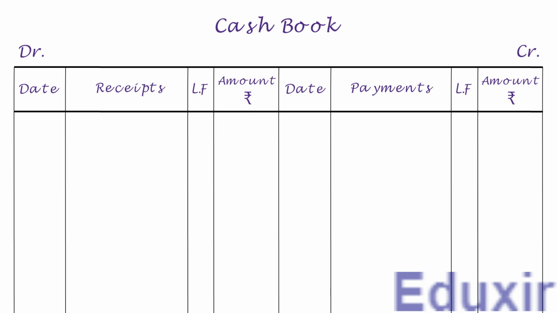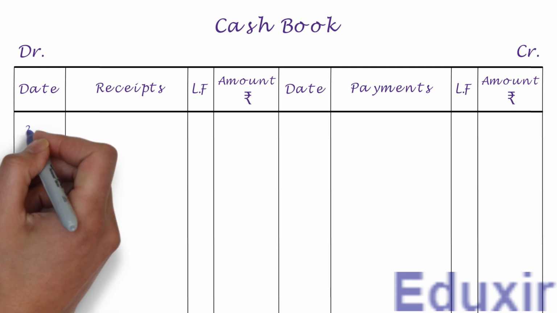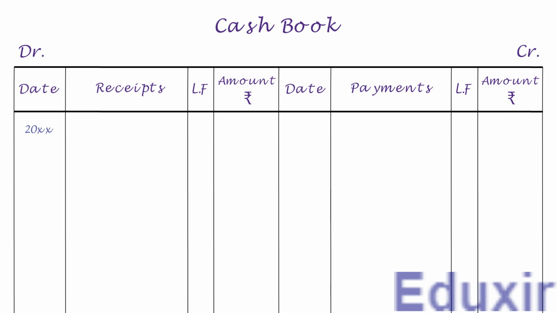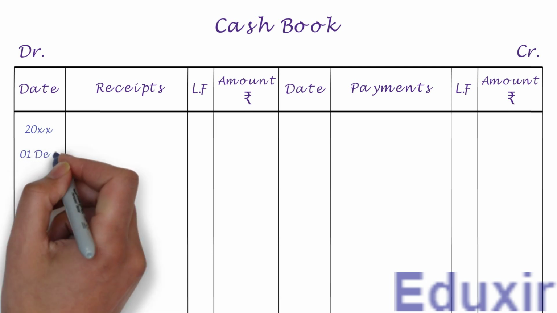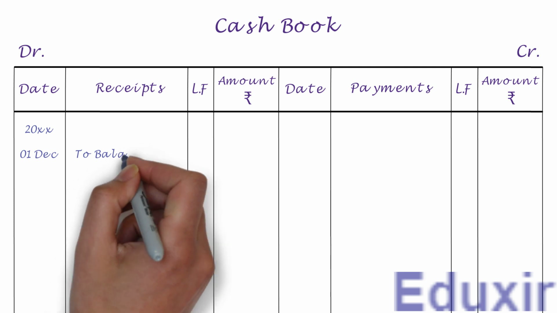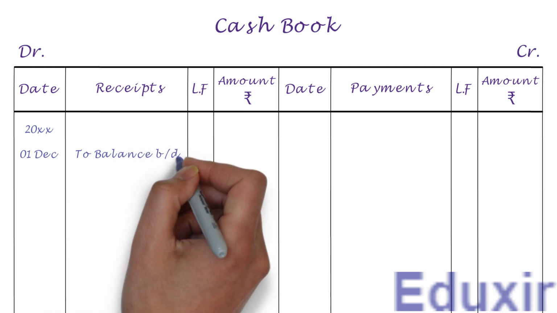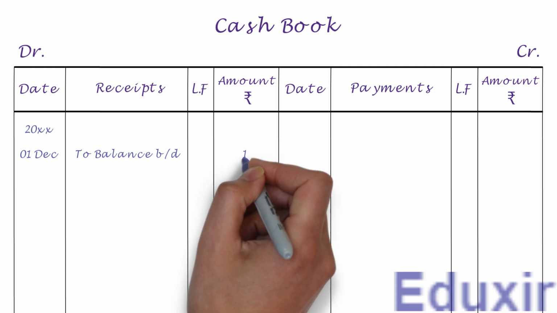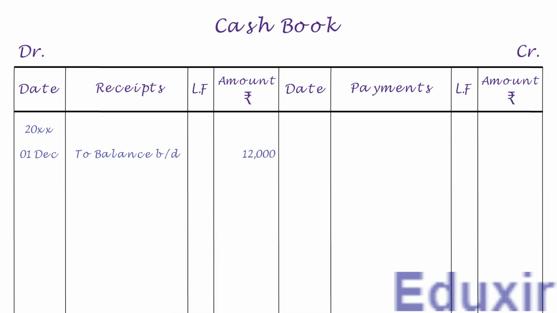Note that when we compare this with the ledger account format, on the debit side we have receipts in place of particulars, and on the credit side we have payments in place of particulars. Now on the debit side, let us first write the year. Let us now record the date. The entries in the receipts column start with 2. Let us also record balance brought down, as this is the cash brought down from the previous month. Let us now record the debit amount of 12,000 rupees into the debit amount column. That completes the recording of this transaction in the cash book.